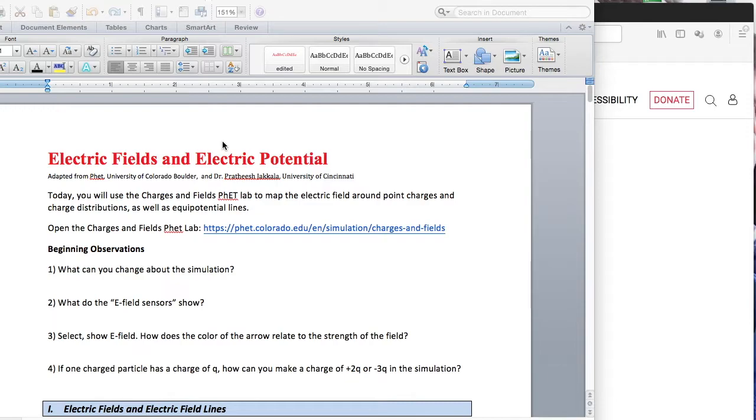Welcome to another week of Physics 106, Physics Lab, Principles of Physics 2 Lab. This week we're going to be talking about electric fields and electric potential.